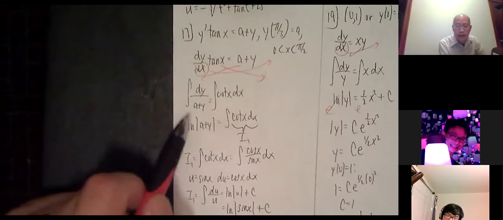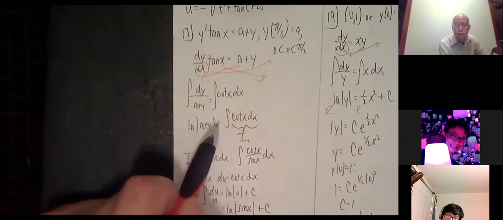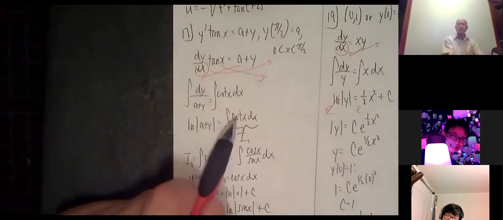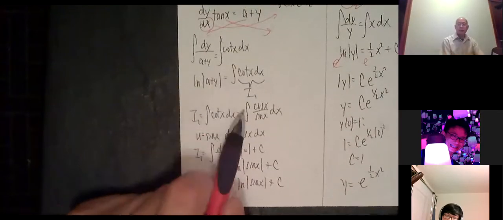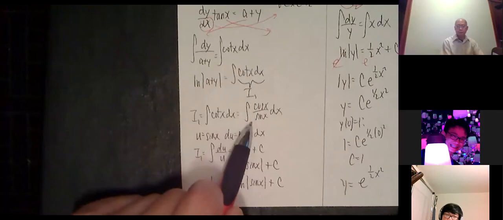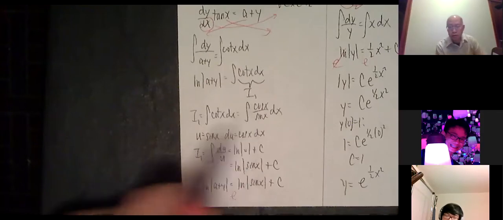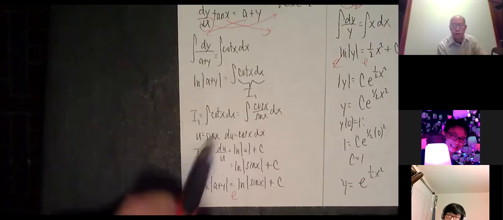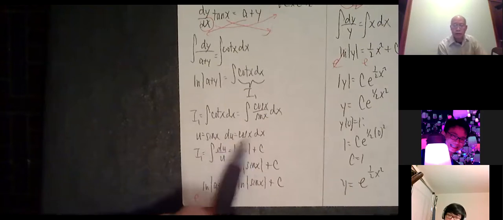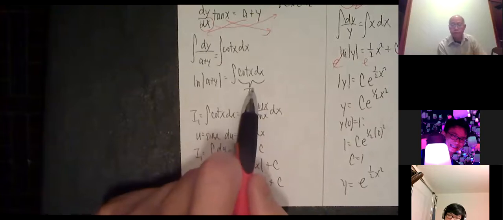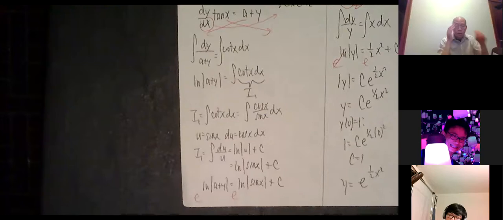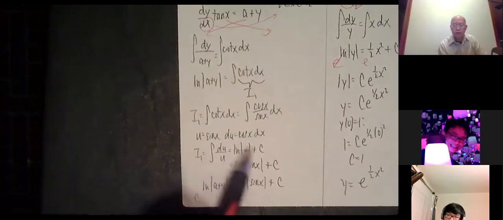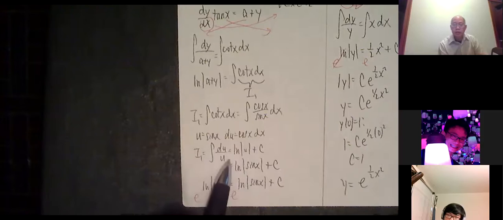Okay, so this is ln, absolute value of a plus y. Okay, integral of cotangent x. You can memorize it or write it down, but you can make it a substitution, call it cosine over sine. Then just do a u substitution. U equals sine x, du equals cosine x dx. Call that I1. So I1 becomes integral of du over u, which is natural log absolute value of u plus c. Change it back. So ln absolute value of sine x plus c.